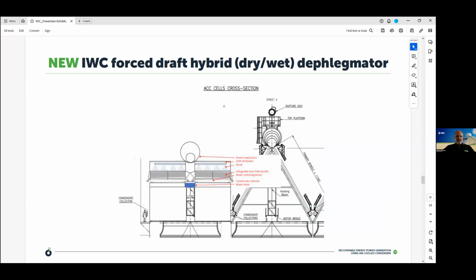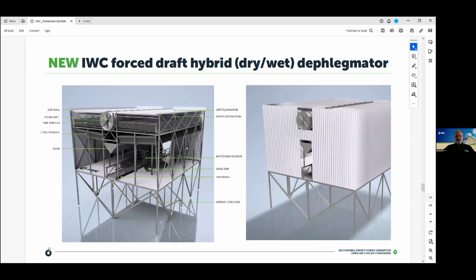Another way of doing it is one that was developed in a Horizon 2020 project, which looked something like this, where the hybrid deflector is incorporated into an air-cooled condenser bank, and it's effectively connected to the same steam duct, and this has the same boosting effect. I'll give you the numbers just now. Then this is the IWC version of it.